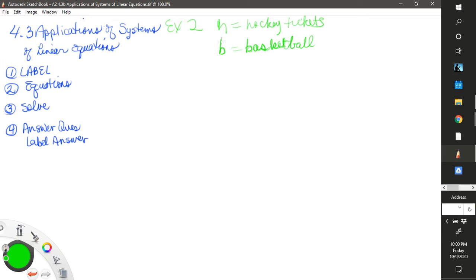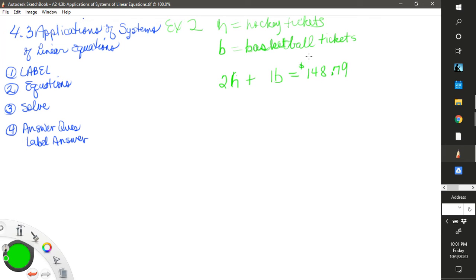Okay. So B is for basketball tickets and H is for hockey tickets. Let's go find out what they're going to tell us about it. We're looking to set up 2 equations. Okay. So 2 hockey tickets and 1 basketball ticket purchased at their average prices would have cost $148.79. So let's put that into a sentence. 2 hockey tickets. Well, we take 2 times H, whatever the cost of hockey tickets are, plus 1 basketball ticket. That's 1B, and it's going to equal $148.79.